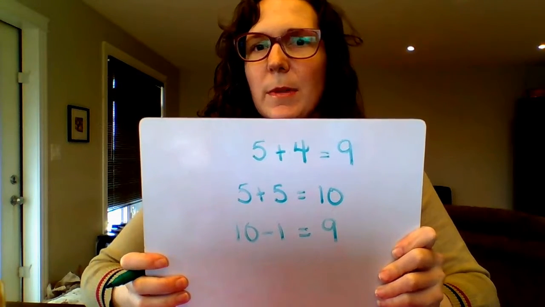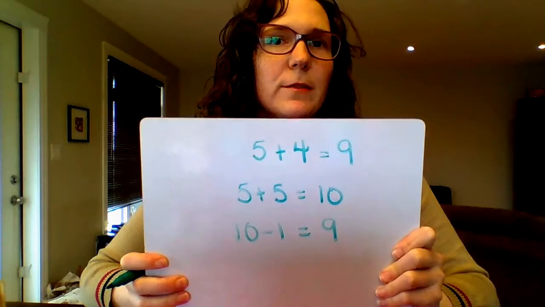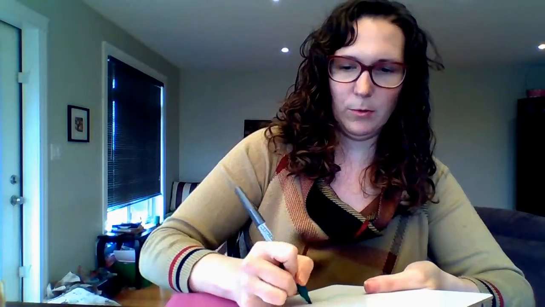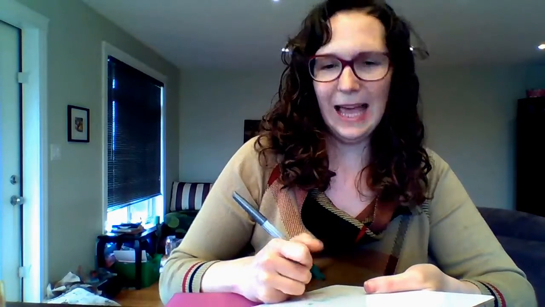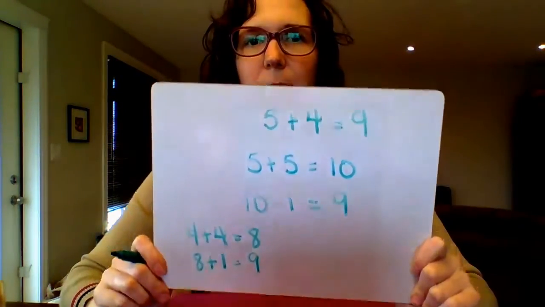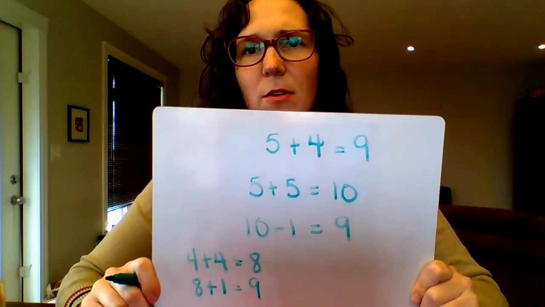Another student might say, hey, I did that a different way. I started with 4 plus 4, which is also close to 5 plus 4. And I knew 4 plus 4 was 8, but I used 1 less than 5 plus 4, so I had to put in 1 bead. So you would show that as 8 plus 1. And the total I got is 9. So this is a great way to show students that there is more than one way to solve the same problem.